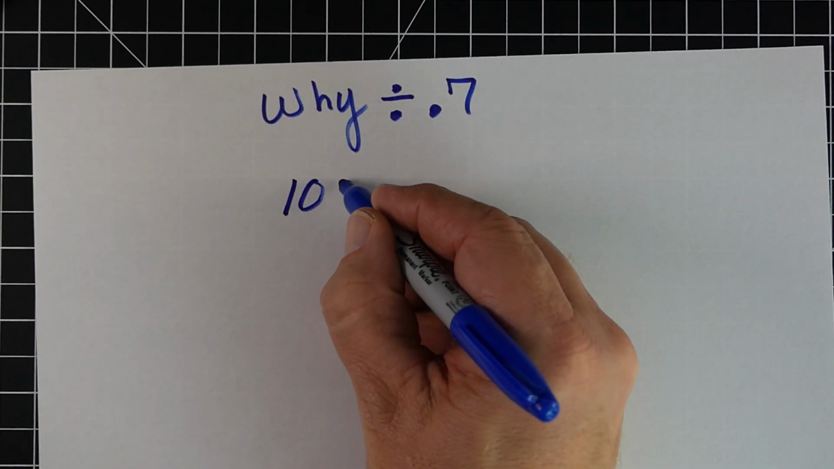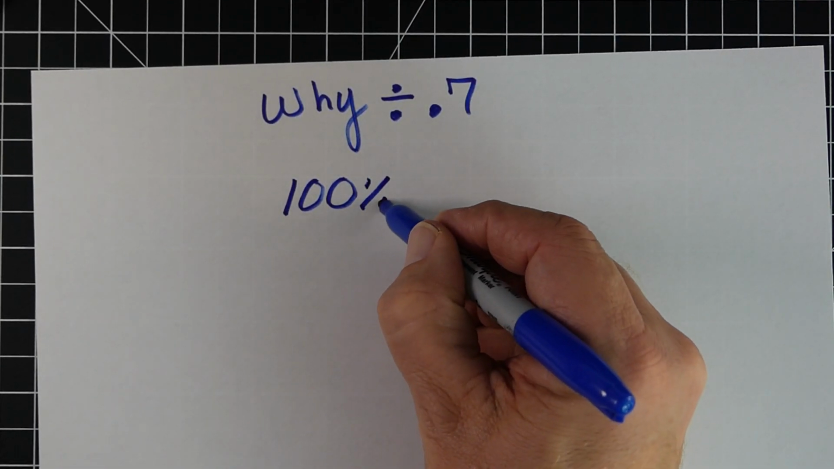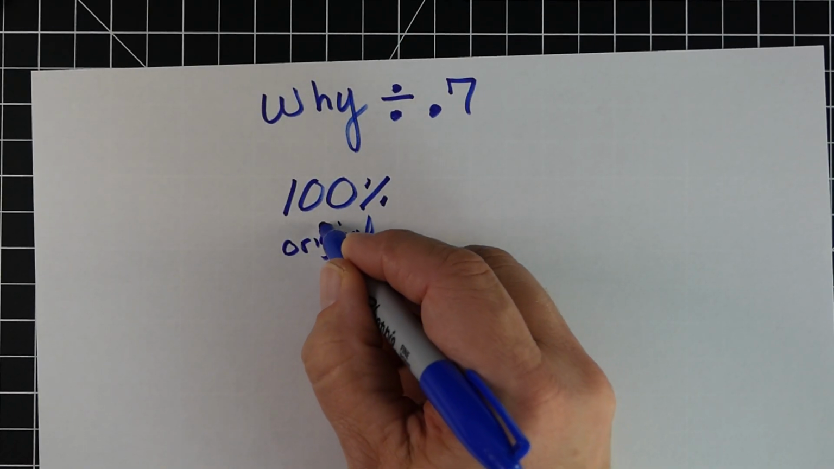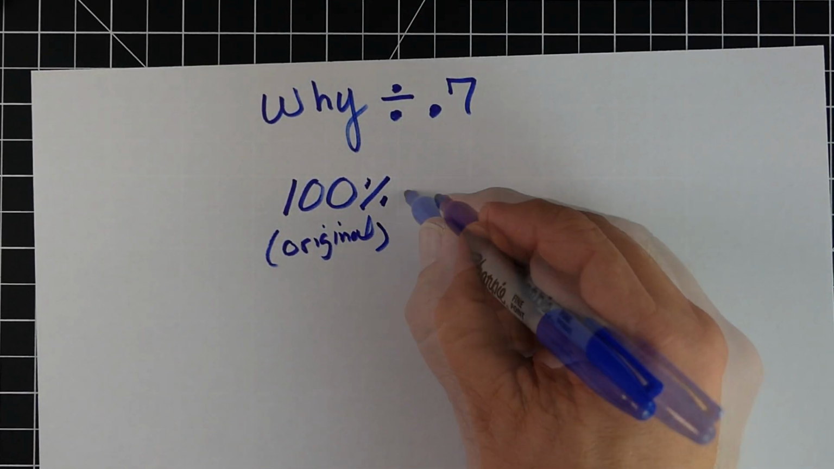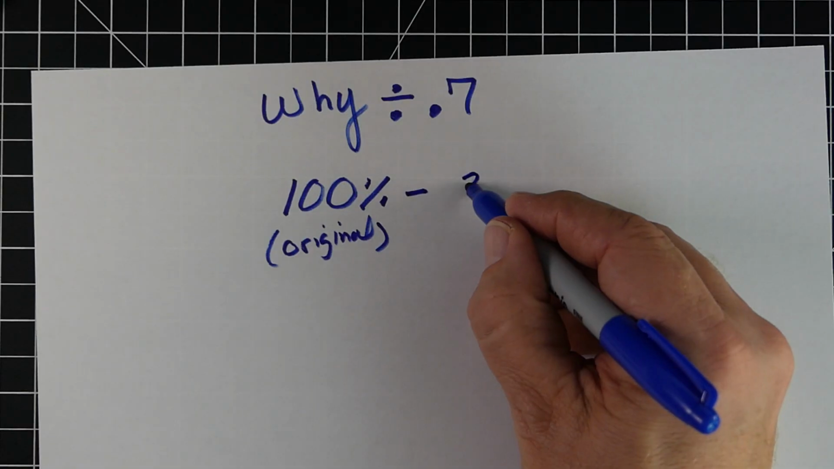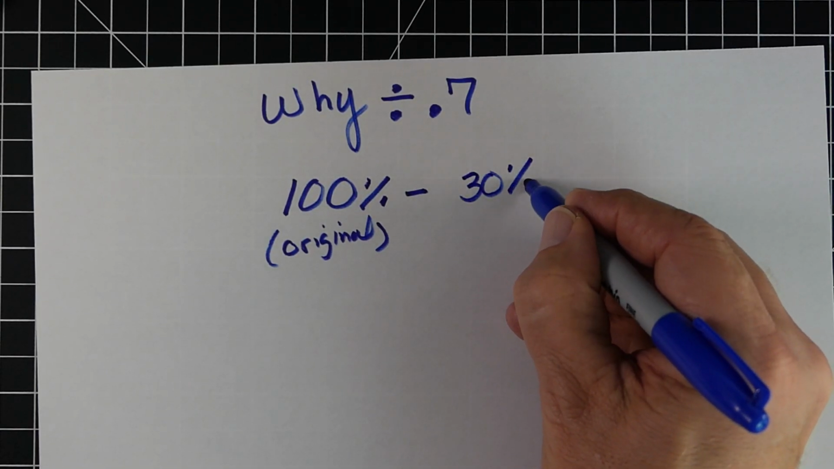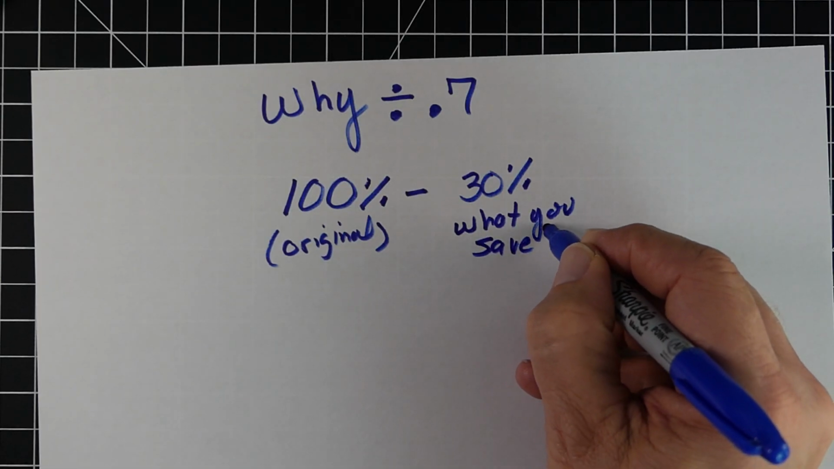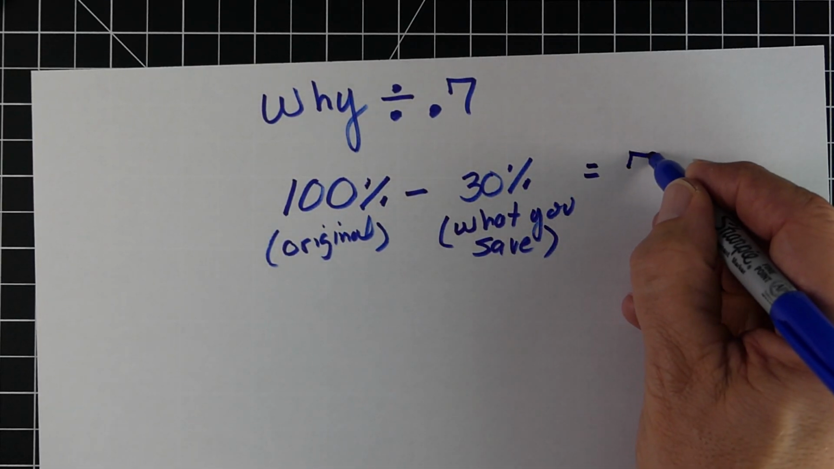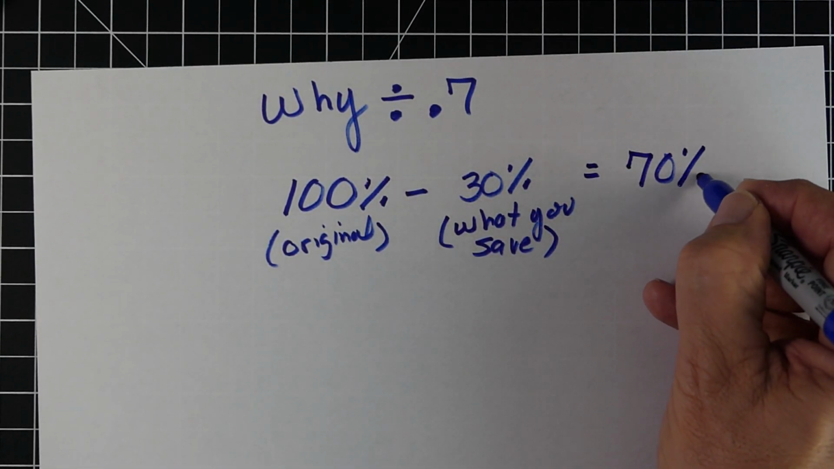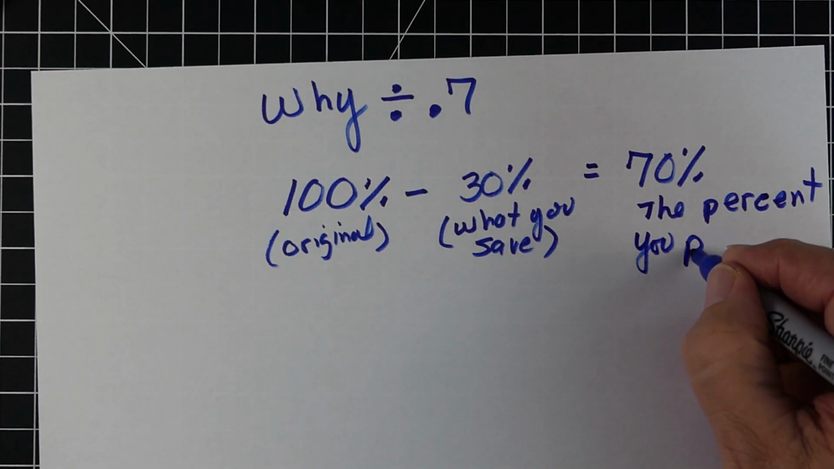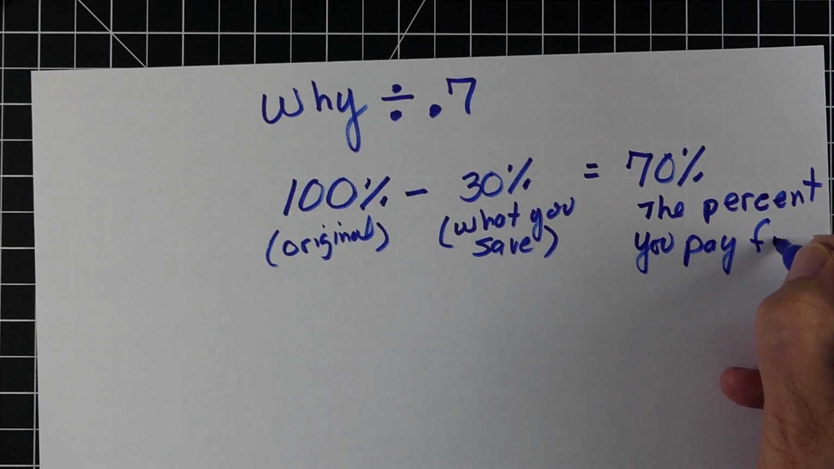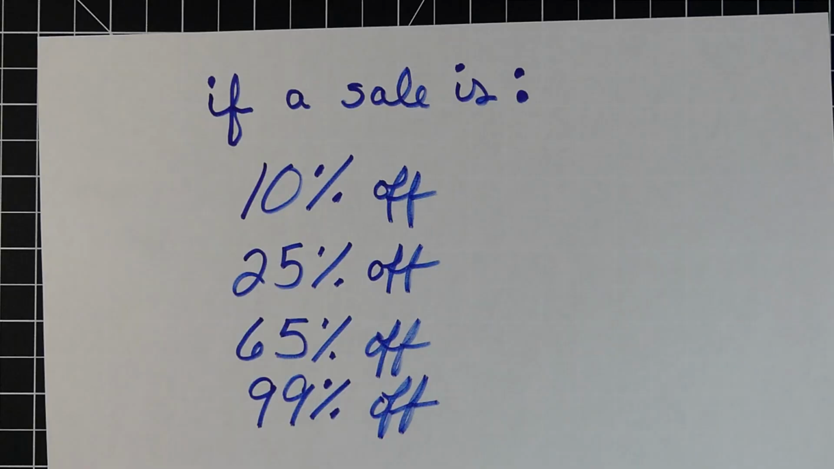Now, you might be asking, where did we get 0.7 from? Well, the whole amount would represent 100% of the cost. And then we're subtracting 30%. So a sale is like how much you're saving. If you subtract the whole amount, 100%, minus what you're going to save, that leaves you with 70%. So 70% represents what you have to pay for.